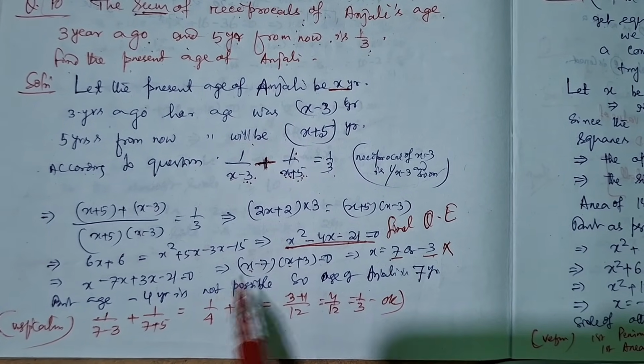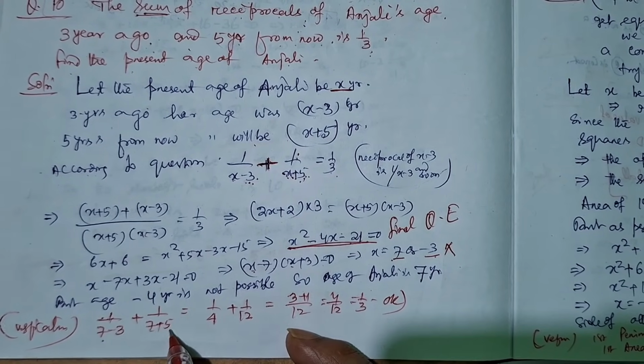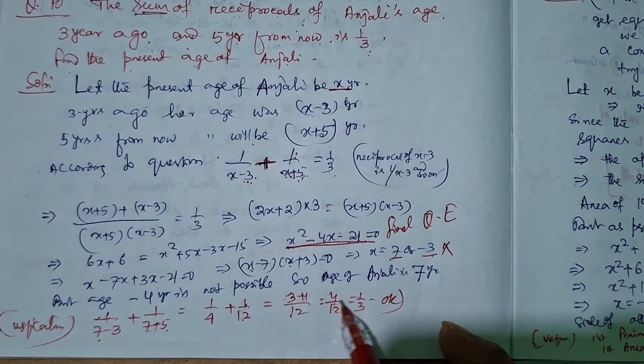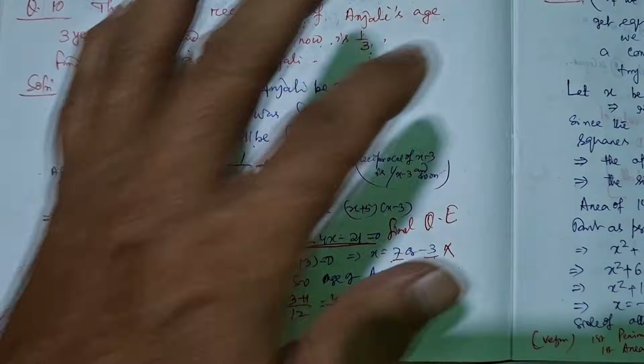Now we verify with 7. 3 years ago it was 1 by 4, 5 years later it is 1 by 12, and the LCM is 12, so we get 1 by 3. That is okay, it gives 1 by 3. So our result is correct.